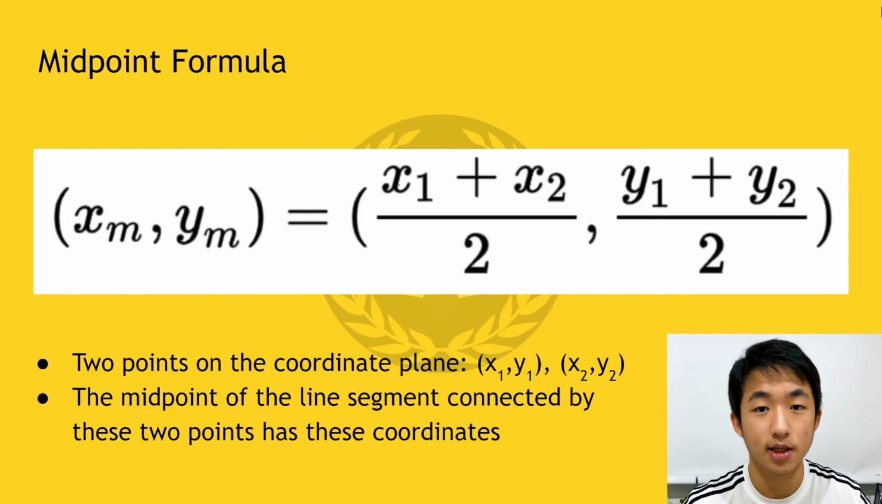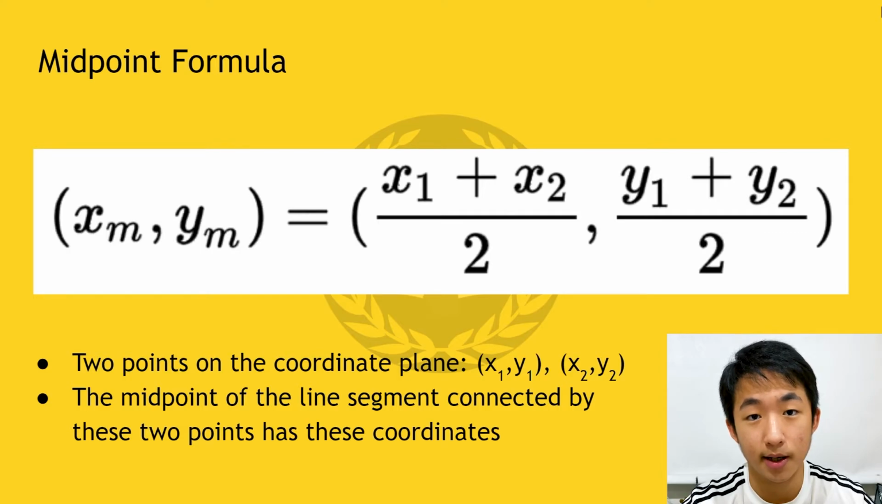We can also use the same points to find the midpoint between these 2 points. The midpoint of these 2 points, or xm, ym, is given by x1 plus x2 divided by 2 and y1 plus y2 divided by 2. So even though these formulas can be kind of intuitive at times, be sure to try them out on practice problems.